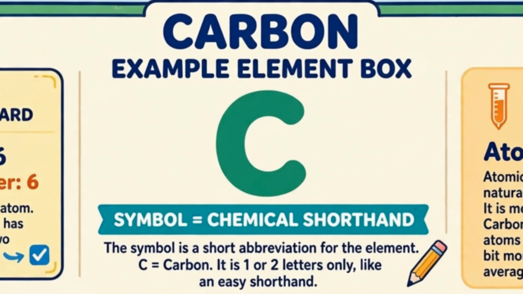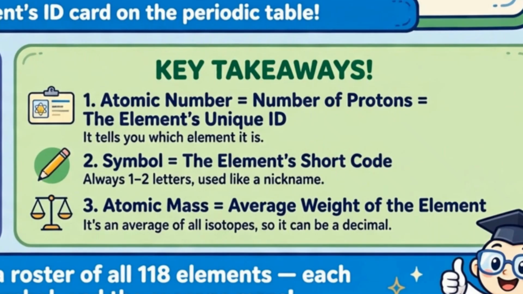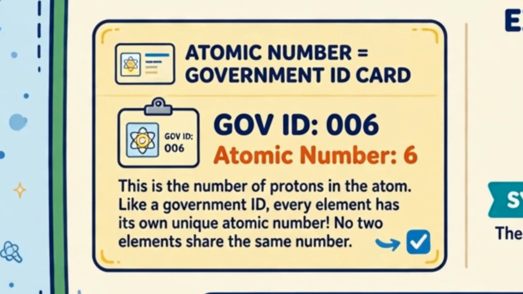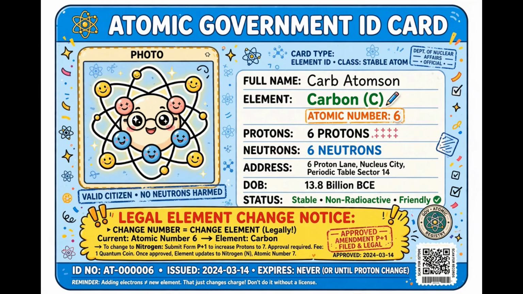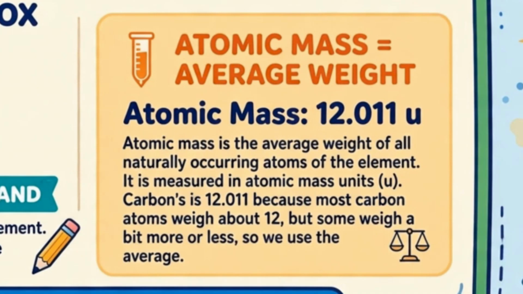What is a periodic table and atomic numbers? First off, this isn't just a basic list. Every box is packed with info. You've got the atomic number, which is basically the atom's government ID card, telling you the exact number of protons. Change that number, and you legally change the element. Then there's the atomic mass, which is just the average weight of the atom.